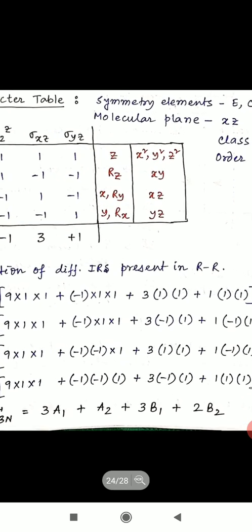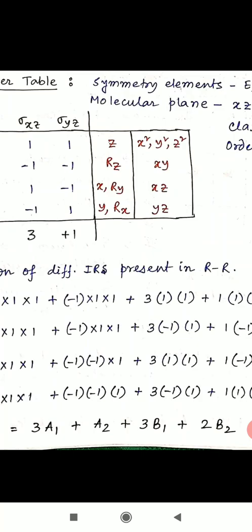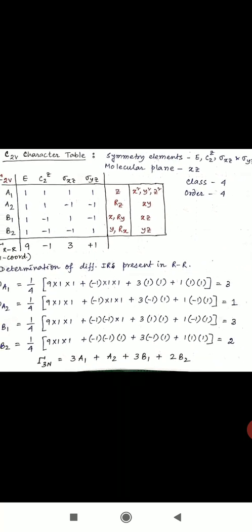So in case of the C2V point group, the vibrational modes are 2A1 plus B1. We had already seen that 2A1 plus B1 are the vibrational modes. And the IR active vibrational modes are also 2A1 plus B1. Why? Because in A1 and B1, you can check that x and z are there. That means that is our IR active.